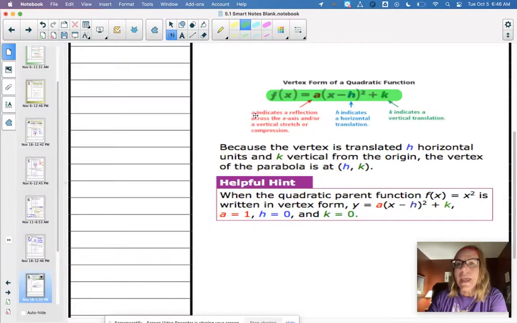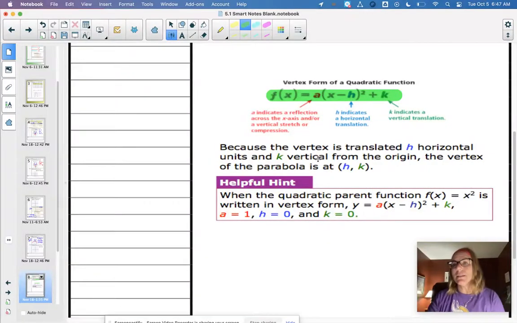It's right there. A indicates a reflection across the x-axis and/or a vertical stretch or compress. Remember, if a is negative, that means reflecting across the x-axis. Then the absolute value of a, if that's greater than 1, it's a stretch. If it's less than 1, it's a compress. There's our h. That indicates a horizontal translation, right or left. And k is vertical, up or down.